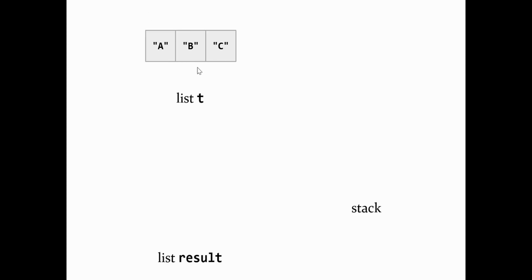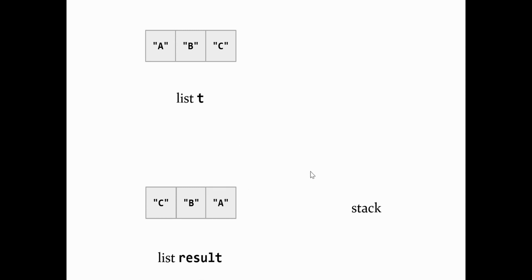So if we start out with the list A, B, C, here's my stack, which is currently empty. Here's the resulting list, which is also currently empty. I'm just going to push the elements of the list onto the stack: A, then B, then C. Now I'm going to pop the stack and put them into the result as they pop off. So the C comes out and goes into the result. The B comes out, and then the A comes out, and you end up with a reversed sequence.